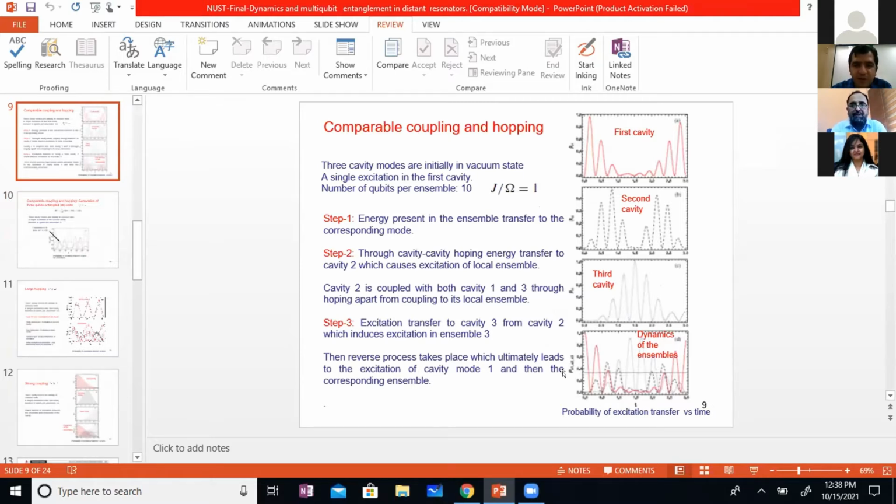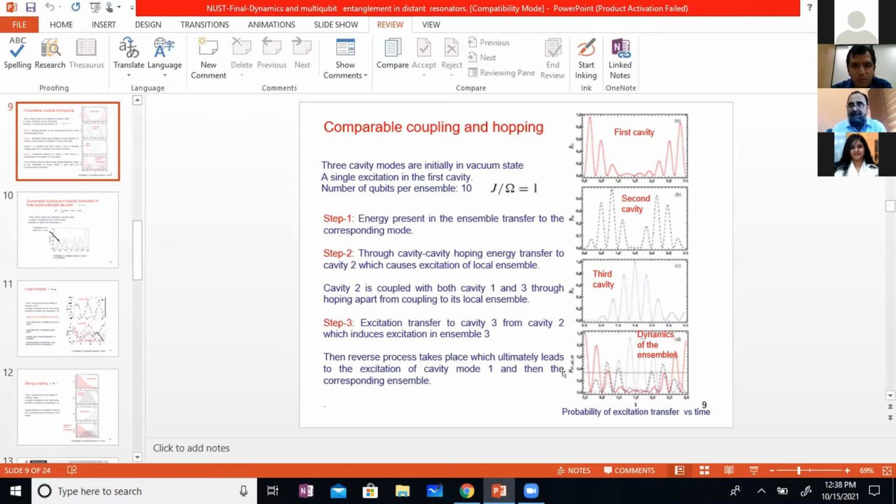So the first case that I will be talking about is comparable coupling and hopping. Notice that we have coupling of the ensemble with the field which is in the cavity, and then we have hopping between different cavities. So we could talk about different scenarios, whether the coupling and hopping are the same, coupling is weaker than hopping, and vice versa. The first case that I'm considering is when coupling and hopping are comparable, meaning J over omega is equal to 1. Now, see the first picture.